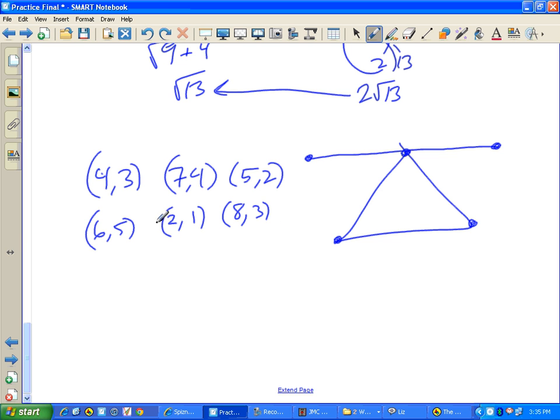And you can check this by finding these midpoints. If I find the midpoint between these, 6 plus 2 is 8, divided by 2 is 4. 5 plus 1 is 6, divided by 2 is 3. So you can check your answers by going in the reverse and finding midpoints based on these.